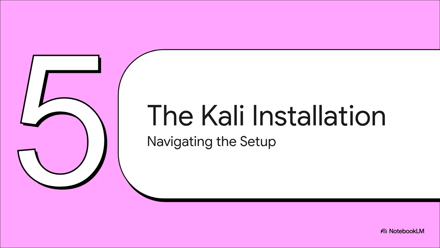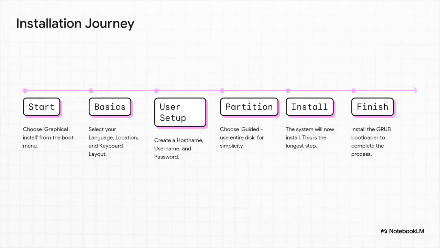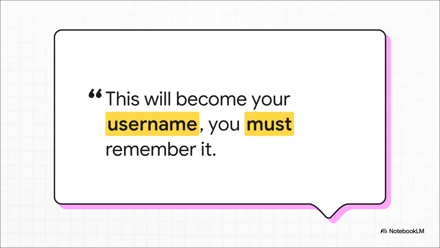And what's going to happen is it'll boot right into the Kali Linux graphical installer. Now, the installer is pretty straightforward. It'll just walk you through a few key steps. You'll kick things off with the graphical install, you'll set your language and location, create your user account, partition the disk, don't worry, it's easy. And then you just have to wait for the main installation to do its thing before we finish up with the bootloader.